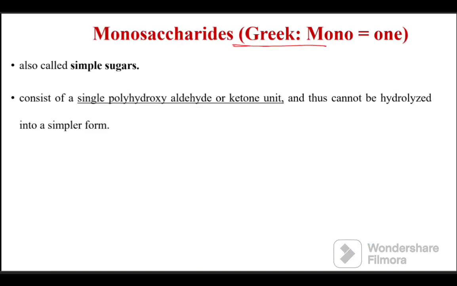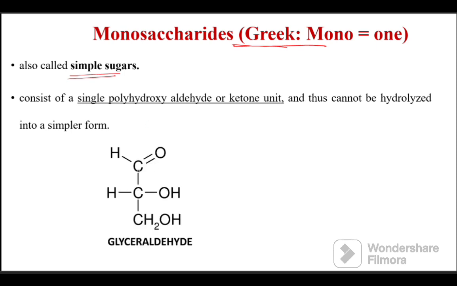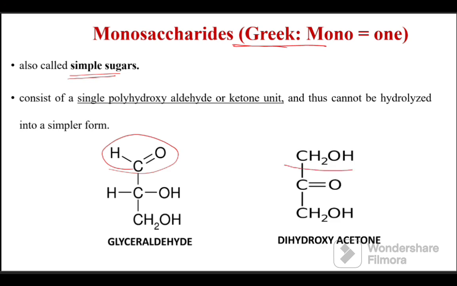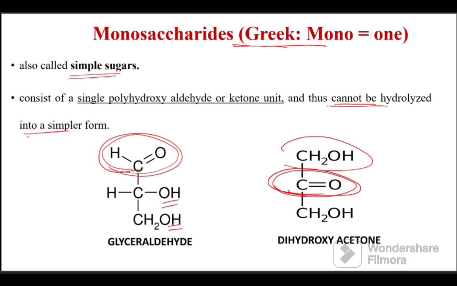These monosaccharides are also called simple sugars, and they consist of a single polyhydroxy aldehyde or ketone unit. They either have a ketone unit or an aldehyde unit along with polyhydroxy alcohols. Because of this simpler structure, they cannot be further hydrolyzed into a simpler form. Examples are glyceraldehyde and dihydroxyacetone.